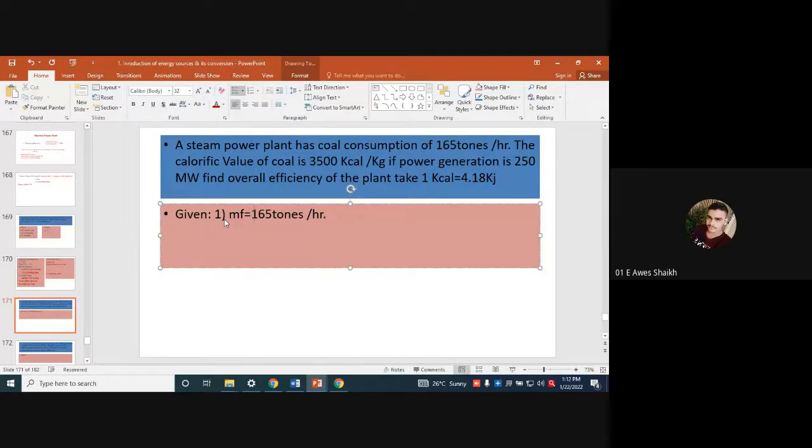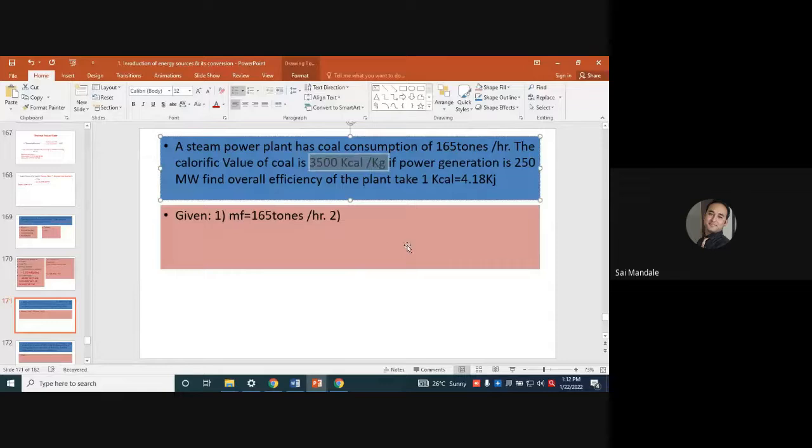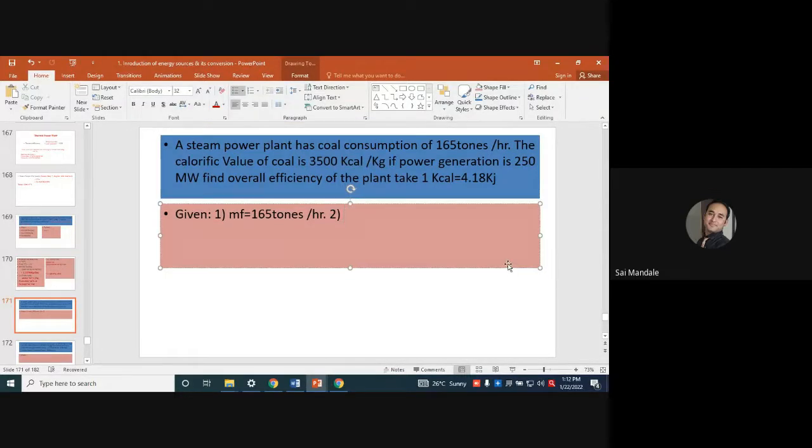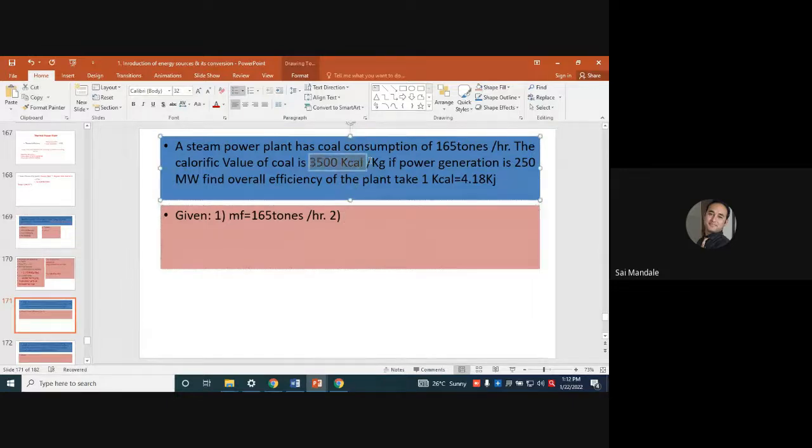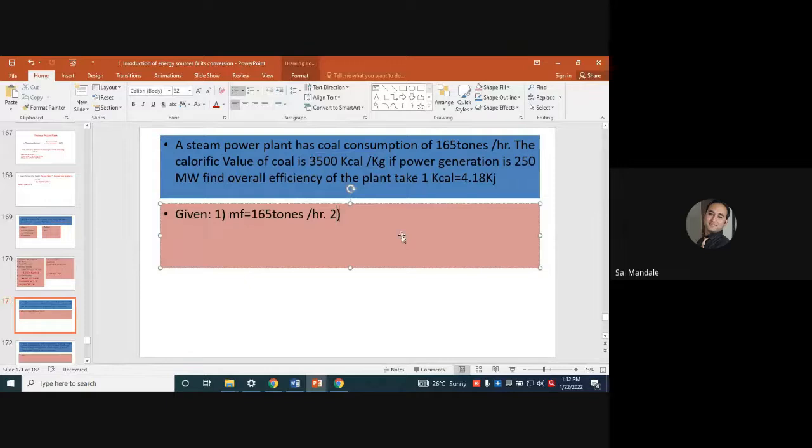CV equals 3500 kilocalorie. The calorific value, CV, is the second parameter given to me, that is 3500 kilocalorie. Now here it is given in terms of kilocalorie, let me put it, copy and put it over here, kilocalorie per kg. Now if the power generation is 250 megawatt, so what is given to me?